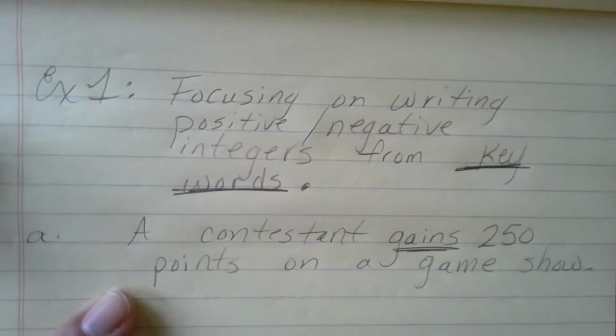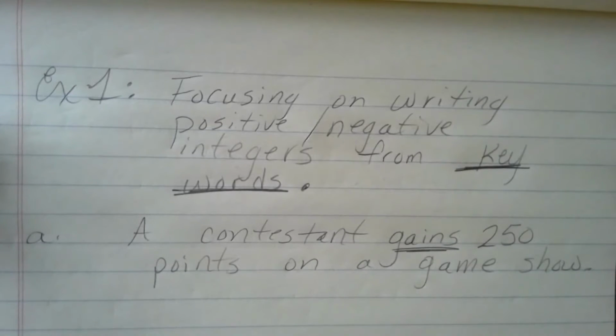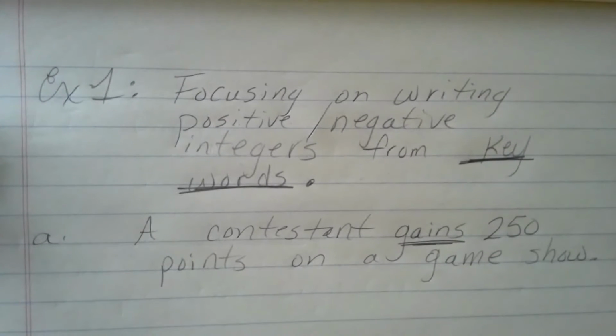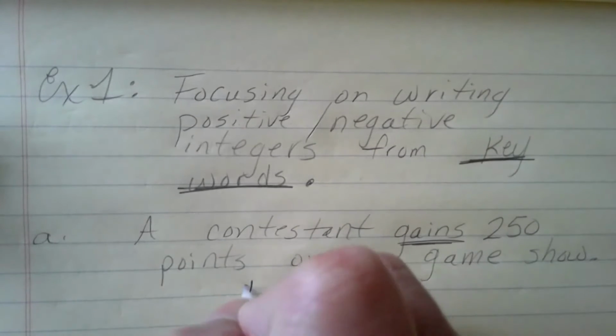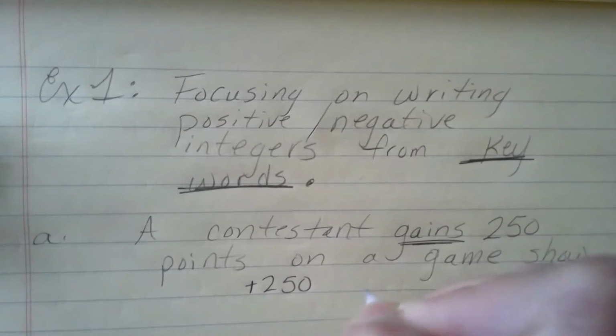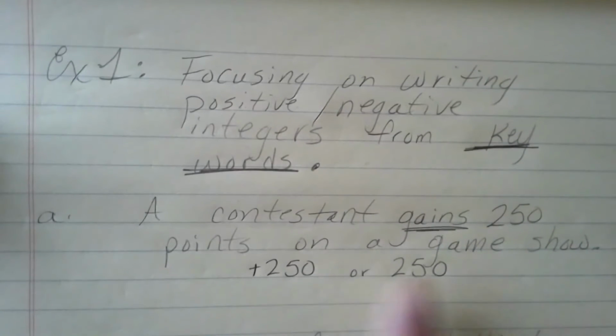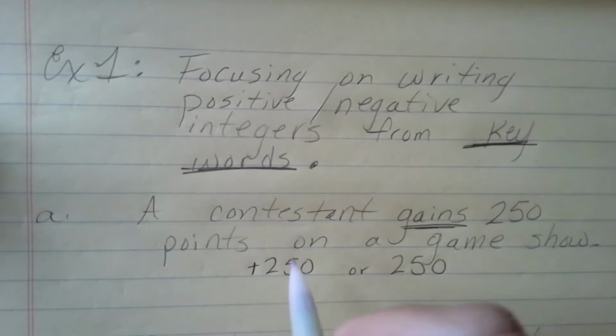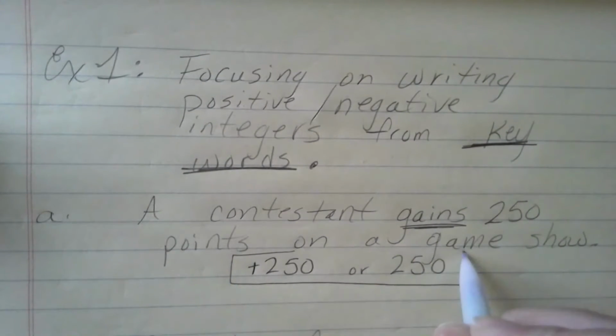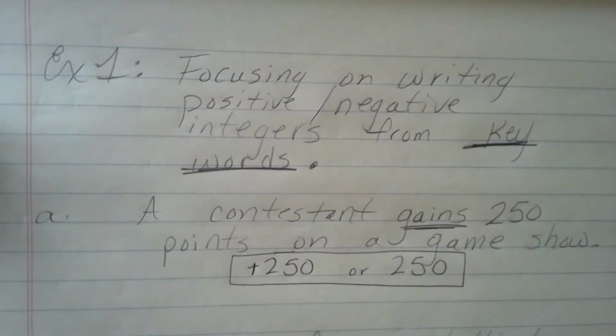All right. So for example, a contestant gains 250 points on a game show. What would the integer be for this situation? Well, it would be a positive 250, or we could just write 250, right? Because with or without the positive sign indicates it's positive. So that would be our answer. We have written the integer that represents the situation.